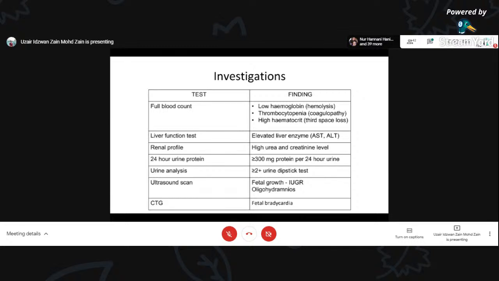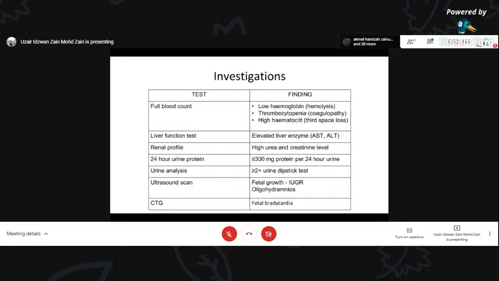The patient has to be admitted for a 24-hour urine protein. For urine analysis, you can give the patient a dipstick test, which can even be done as an outpatient. The patient herself can notice that her urine protein is increasing and that it's time to get back to the KK or the nearest hospital. Okay, ultrasound scan, because we have to survey for fetal growth restriction, IUGR, and also oligohydramnios. CTG, you can have fetal bradycardia.